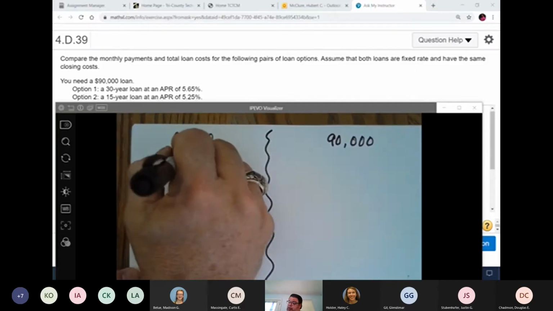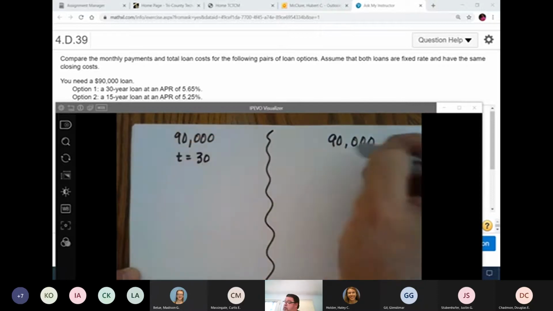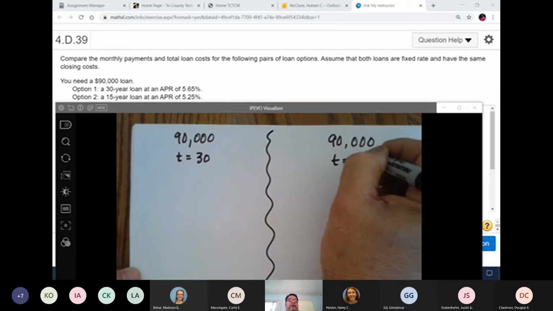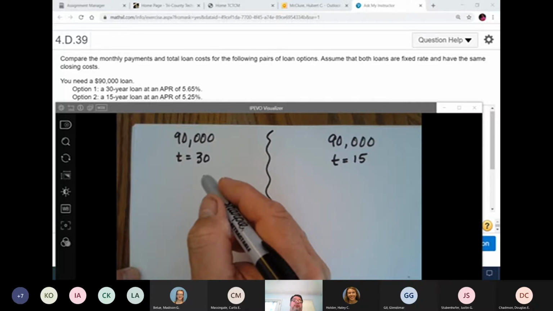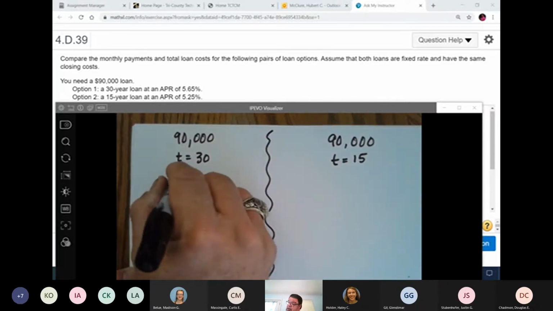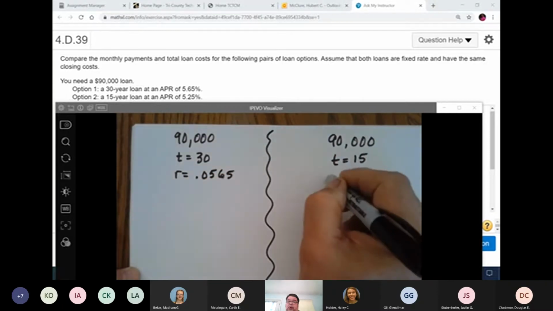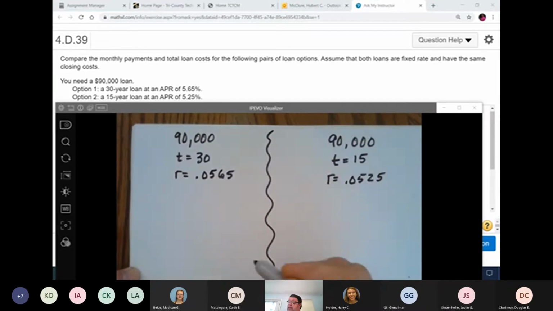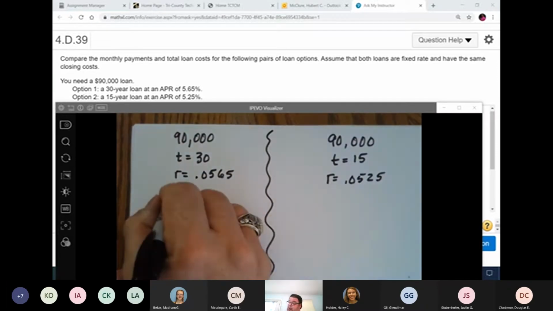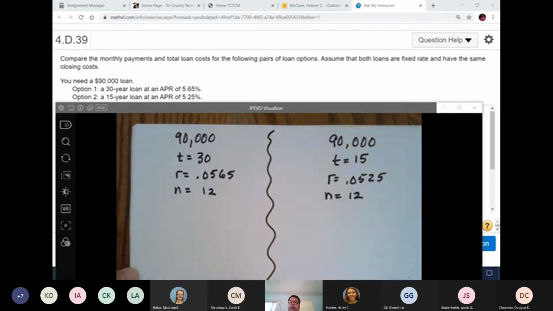And T over here is equal to what? 15-year or 30-year? T over here is equal to 15 years. Over here, 30 years. R is equal to 0.0565. And over here, R is equal to 0.0525. And N is equal to 12 because we're talking about monthly payments. And there are your numbers to plug and chug.